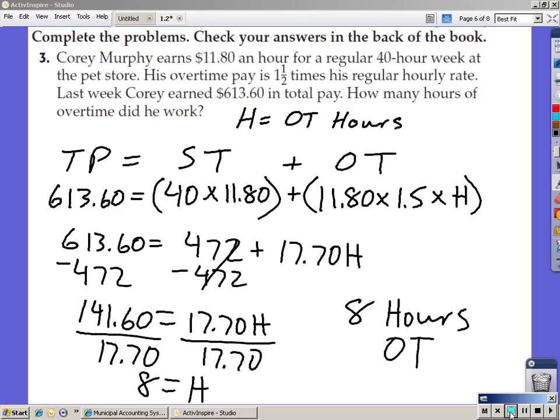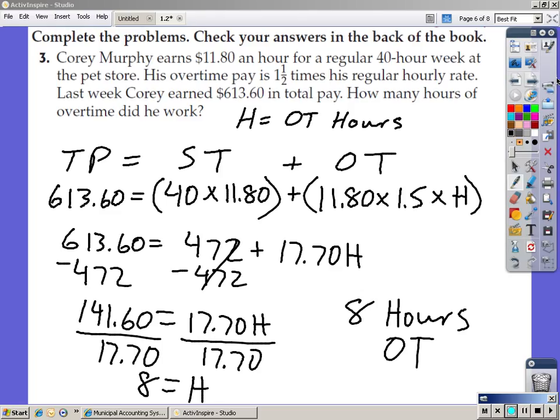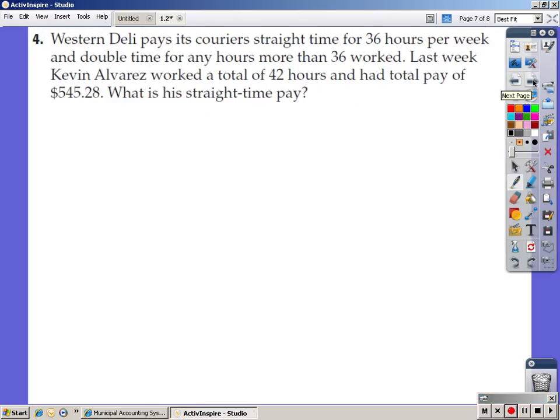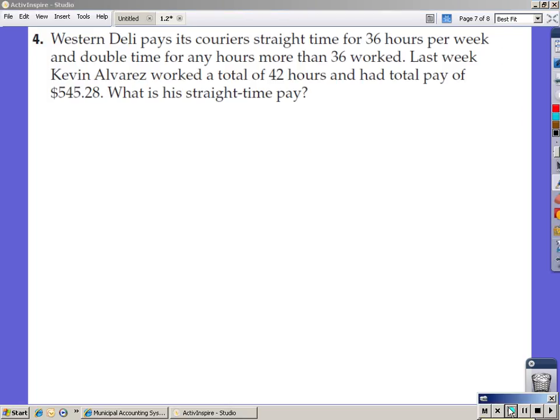Okay, let's take a look at problem number 4. Now, this one's tricky. Read it, try it, do your best. If you get stuck, press play and see how it's worked out. All right, so here we go. Western Deli pays its courier straight time for 36 hours per week and double time for any hours more than 36 worked. Last week, Kevin Alvarez worked a total of 42 hours and had total pay of $545.28. What is his straight time pay?